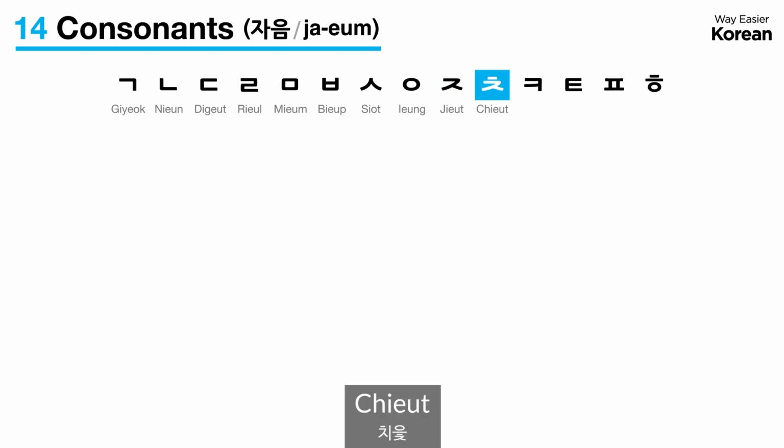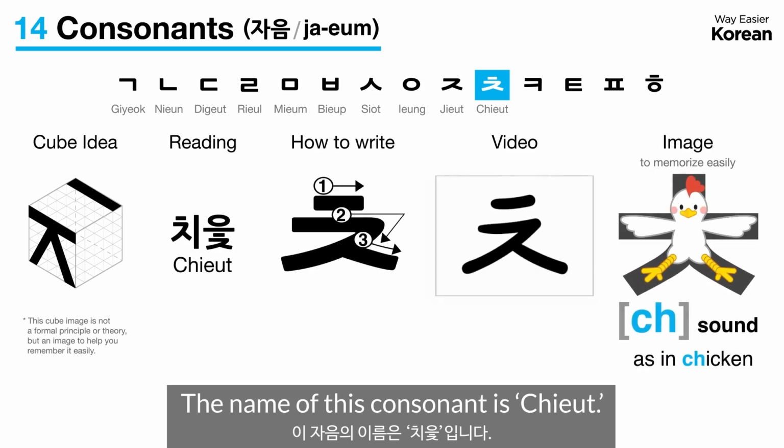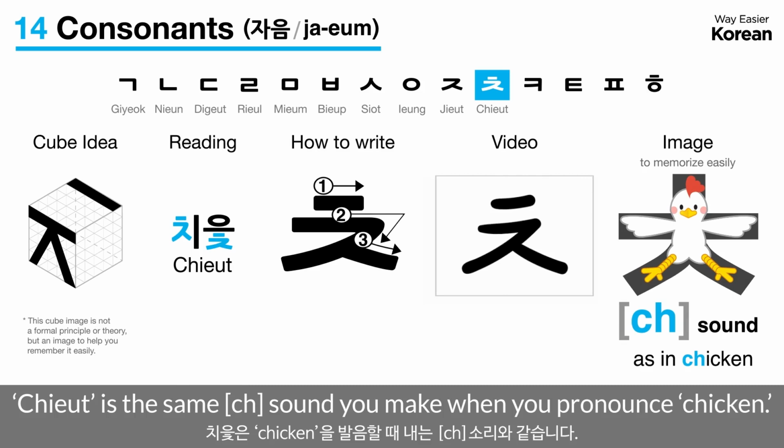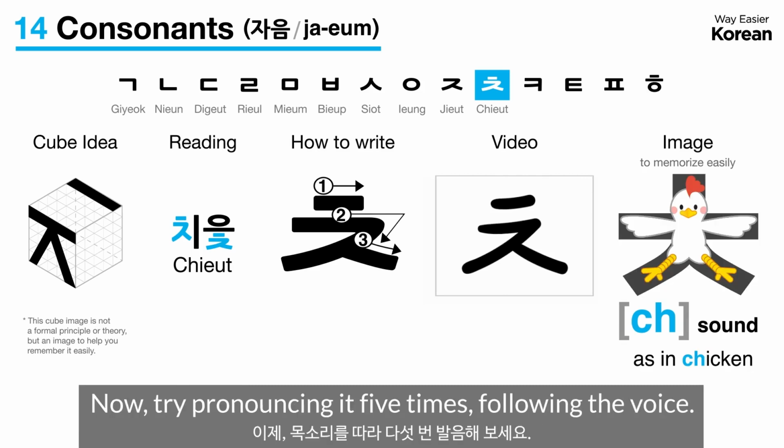치읓. The name of this consonant is 치읓. 치읓 is the same ch sound you make when you pronounce chicken. Now, try pronouncing it 5 times, following the voice.